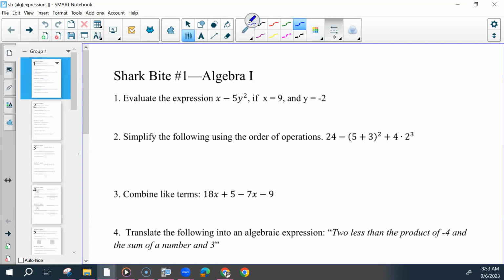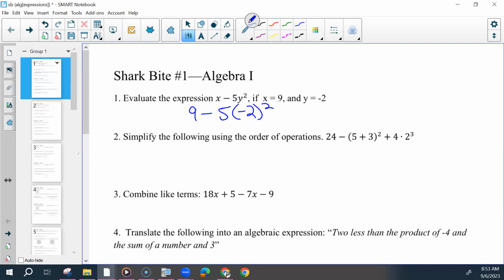These will be the ones that you should get no matter what. These are like 3 points for you, so make sure you have all of the work and the answer written on your answer sheet. Evaluate the expression. You're putting 9 and -2 into these. So we'll have 9 minus 5 times -2 squared.